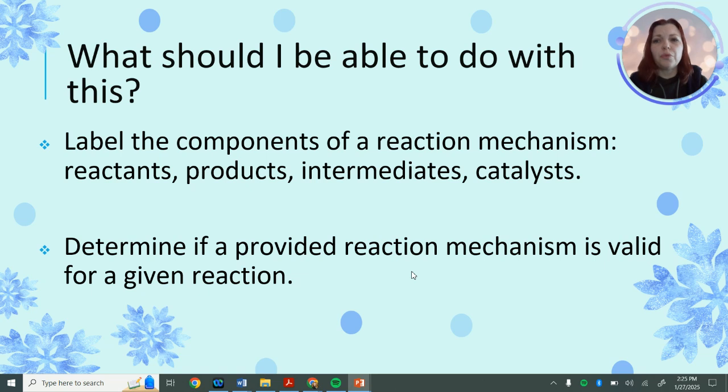So that's it. What should I be able to do with this? Well, you should be able to label the components of a reaction mechanism, the reactants and the products, of course, and then intermediates and catalysts. And then you should be able to determine if a provided reaction mechanism is valid for the given reaction. We've done one part of that today in this video by looking at how the overall stoichiometry of the mechanism must match the stoichiometry for the process overall.